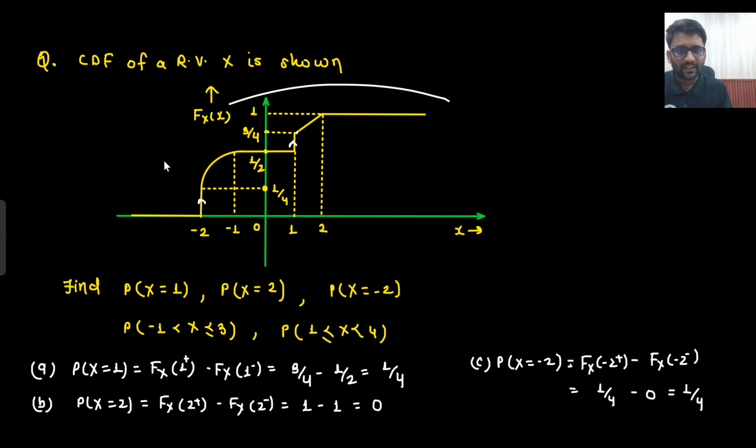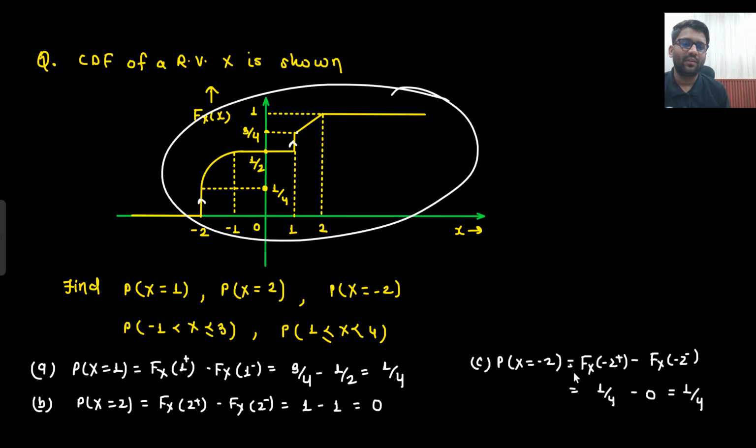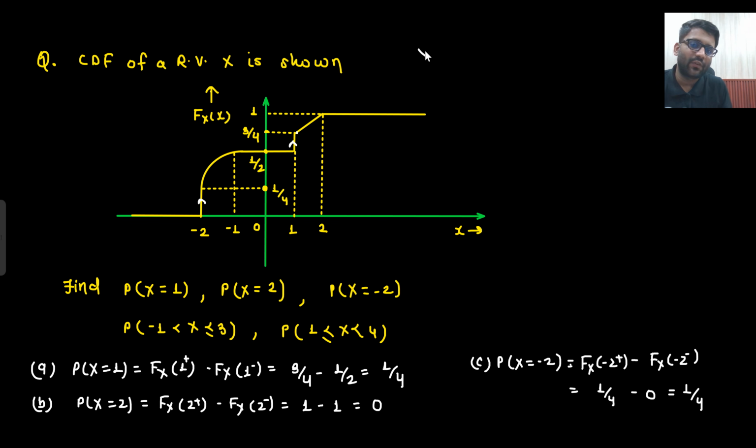So what do you think this graph will be made for, which kind of random variable? What will be the nature of X? It will be a mixed random variable, right? Say yes or no. Why is it a mixed random variable? Because you can see the sudden jump as well and you can see the continuous graph as well. Continuous graph, sudden jump, continuous graph, right? So it will be a mixed random variable.